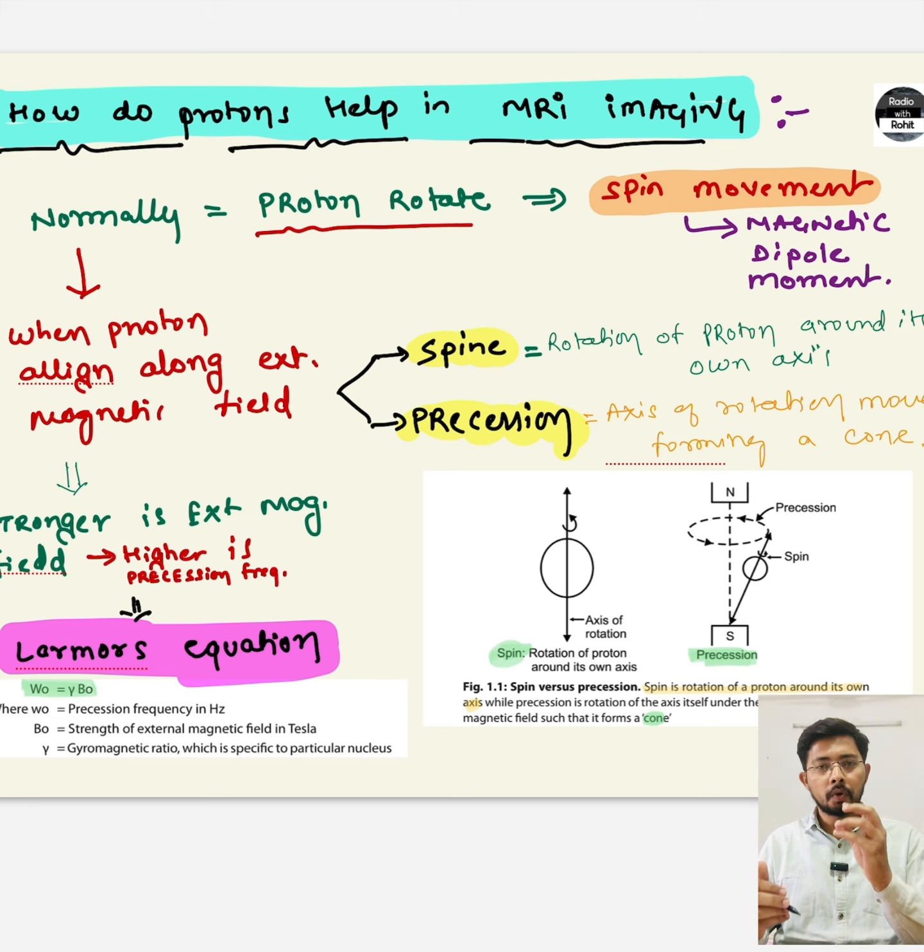In the normal position, the proton only rotates on its axis, called the spin movement. But after placing the person in the magnetic field, the proton will show two types of movement. First is spin movement, which means the proton will rotate around its own axis. Second is the precession movement, where the proton will move along the axis, like making a cone.